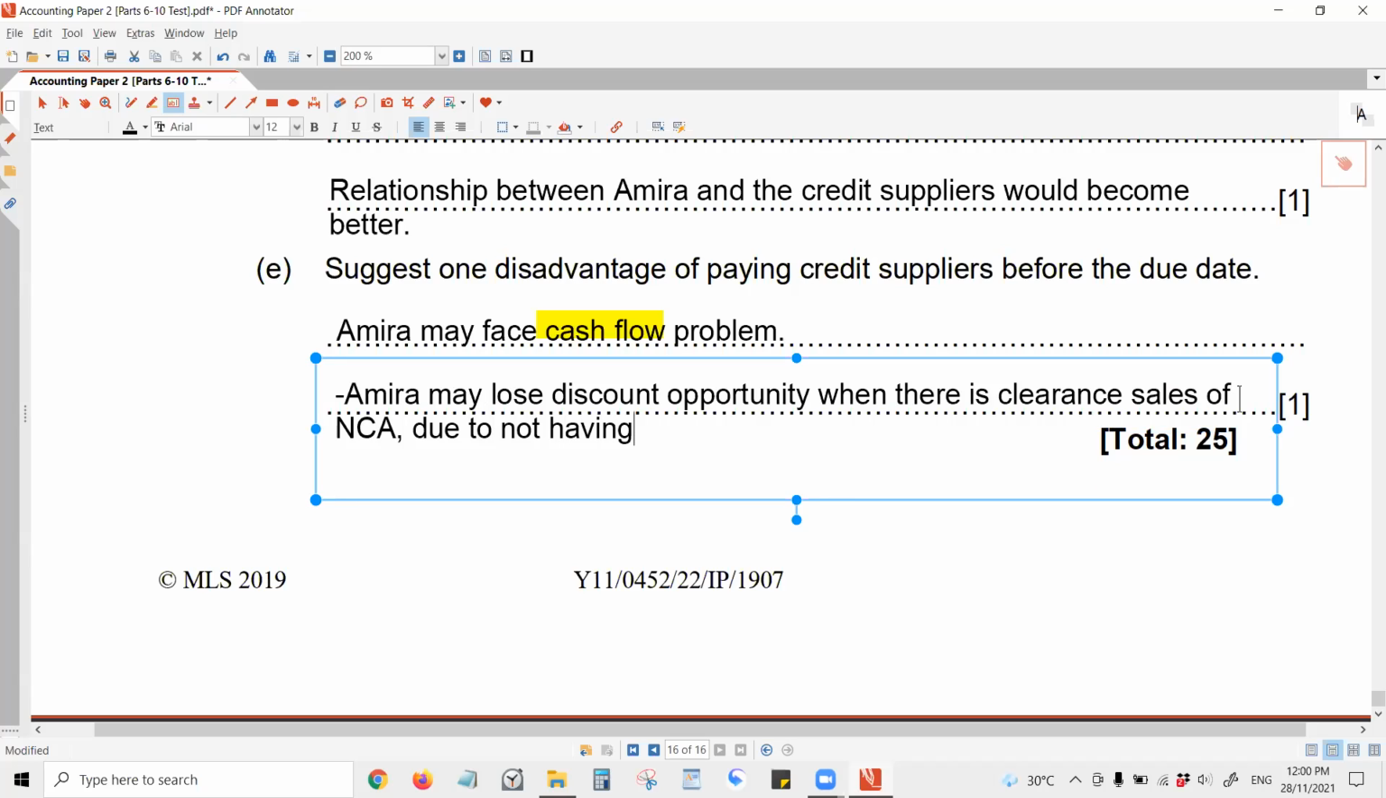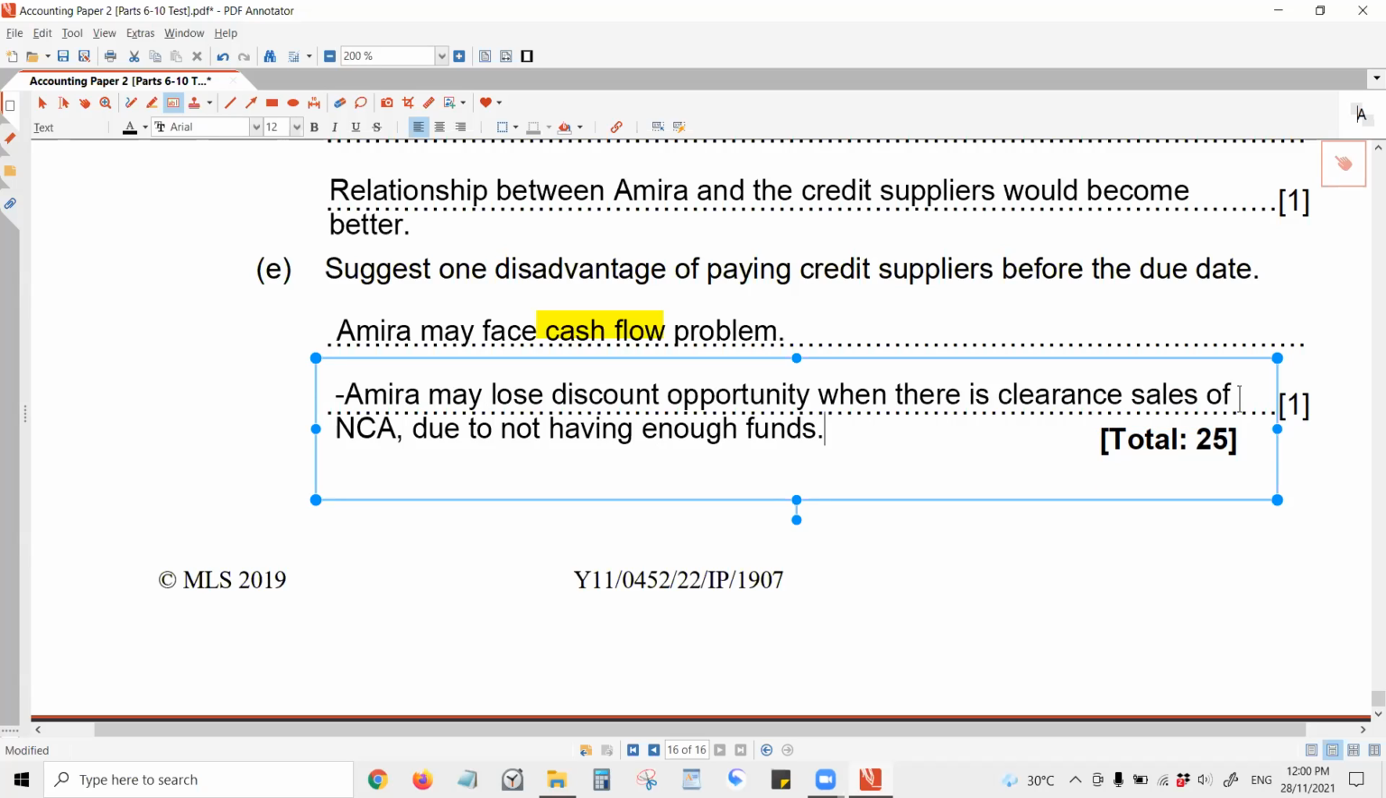The word NCA, you should write it in full, okay? You should write it in full, but I'm just writing NCA to save time here. Okay, may lose the discount opportunity when there's clearance sales of NCA.